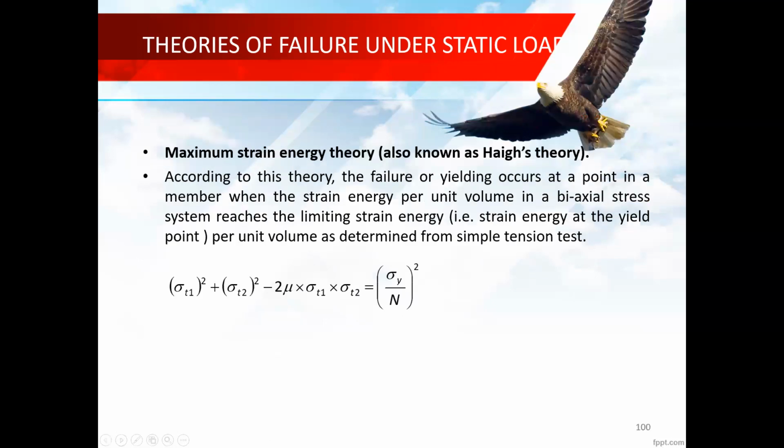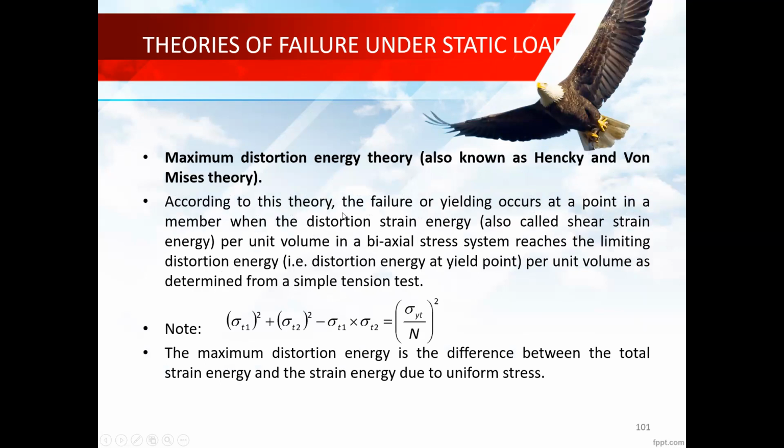Next, maximum strain energy theory, also known as Haigh's theory. According to this theory, the failure or yielding occurs at a point in a member when the strain energy per unit volume in a biaxial stress system reaches the limiting strain energy. That is strain energy at yield point per unit volume as determined from simple tension test. Sigma T1 squared plus sigma T2 squared minus 2 mu times sigma T1 times sigma T2 is equal to sigma Y over N squared.